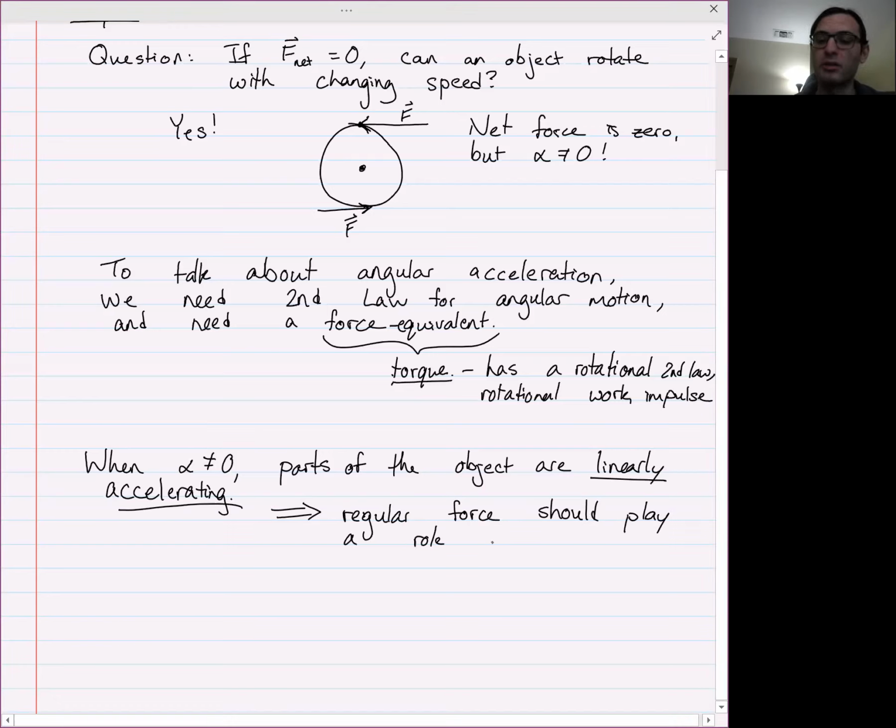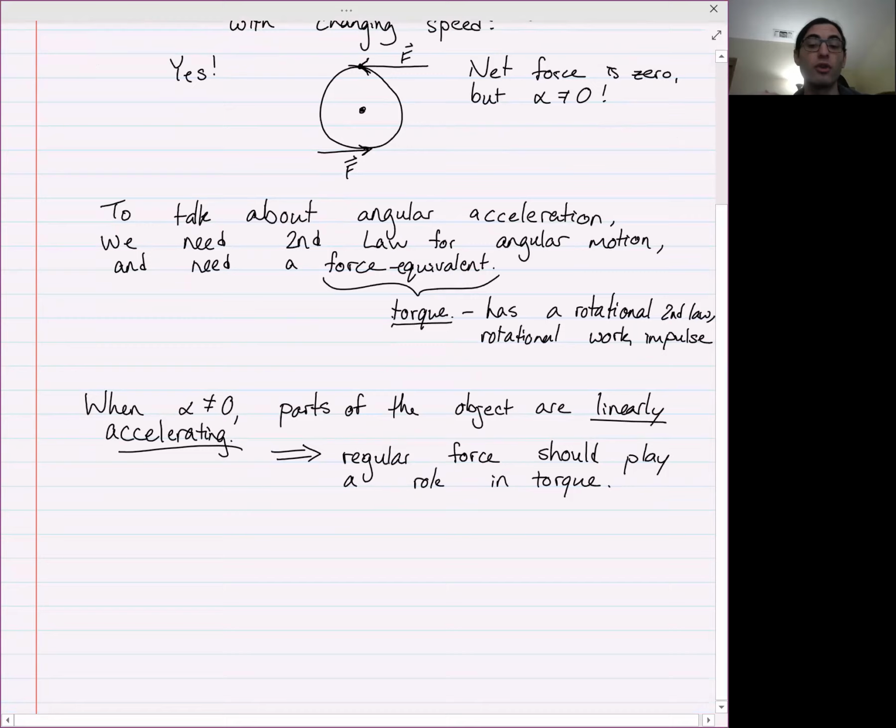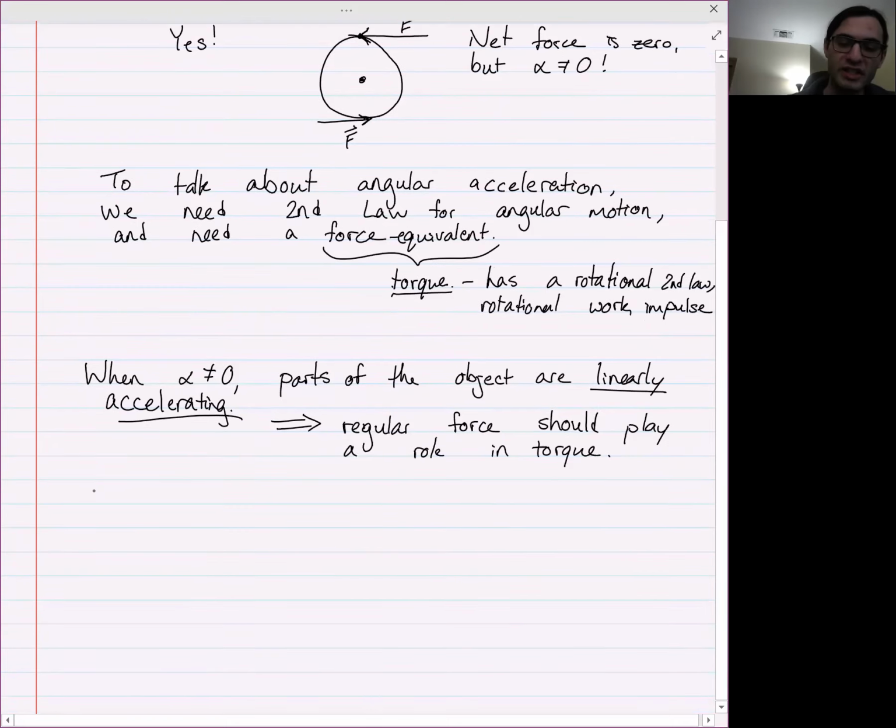They should be related. Just like how mass plays a role in moment of inertia, even though they are separate quantities, similarly, we would expect force to play a role in torque. So the question is how? How does force play a role in torque?